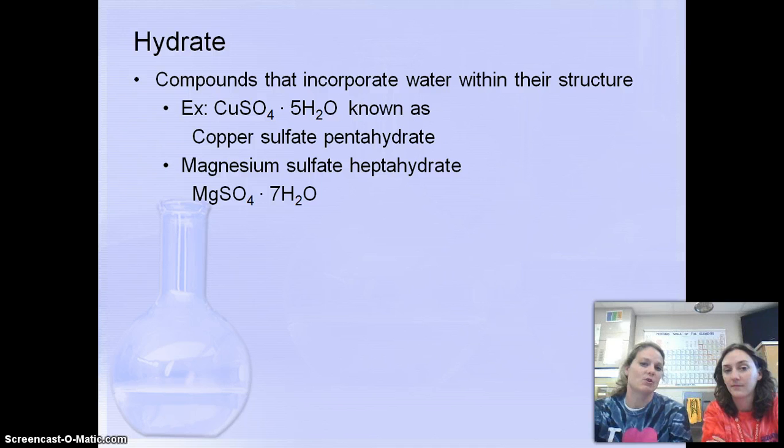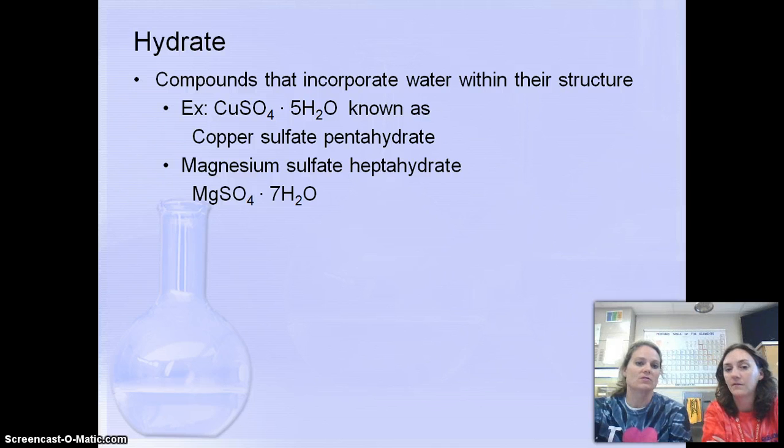Dot. Now the dot is not a multiplier. I basically call it a separator, just to separate out your copper sulfate, and then how many waters are inside that molecule. You have used this 3 or 4 times already in class. It was the blue stuff. We heated it. It turned white. You've taken the water out when it turned white.